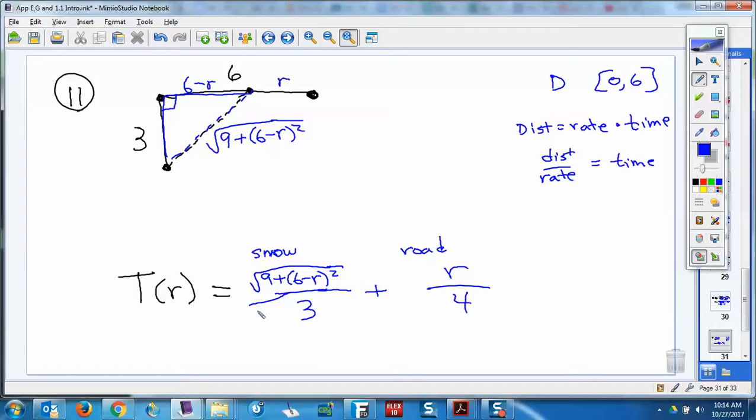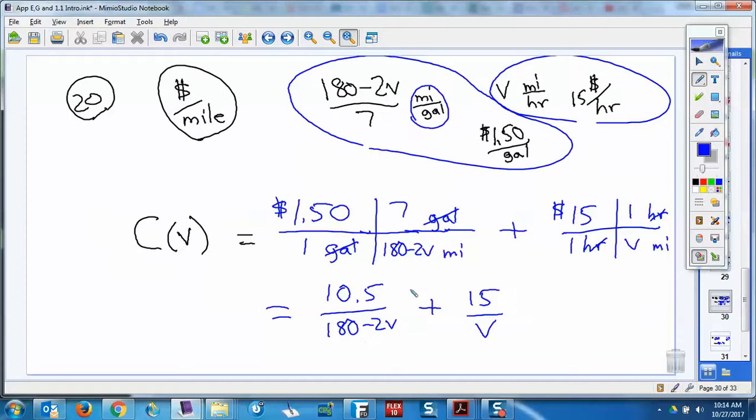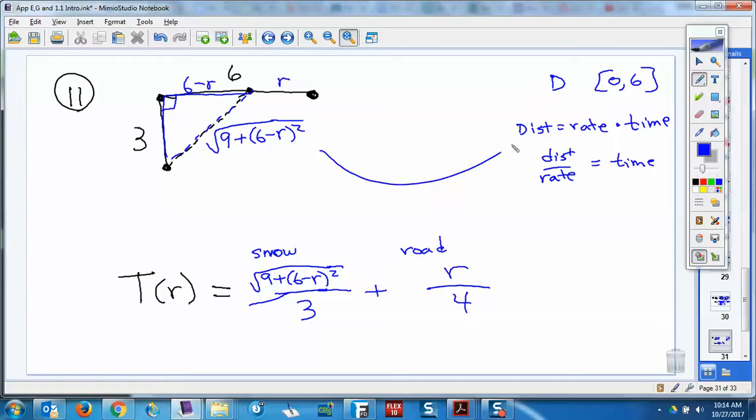Now we could bring in some calculus. You could graph this, and like the mug problem, we were looking for this peak. This would probably be a situation where we have a graph that does that. We'd be looking for that low spot where the time is the least, and that's what he should do. That would be the R value. That's how far he should aim to walk on the road. Now again, it's kind of a silly problem, as far as being realistic.